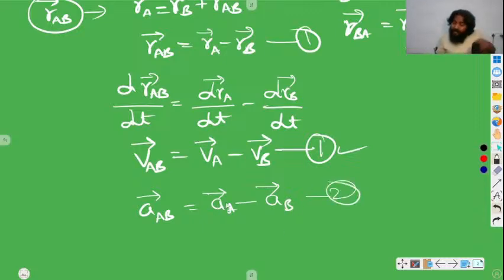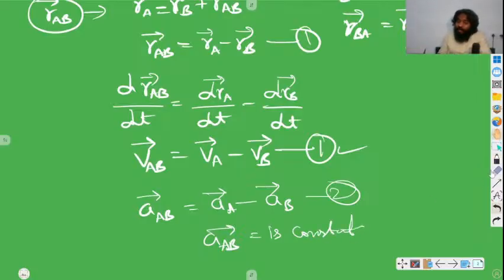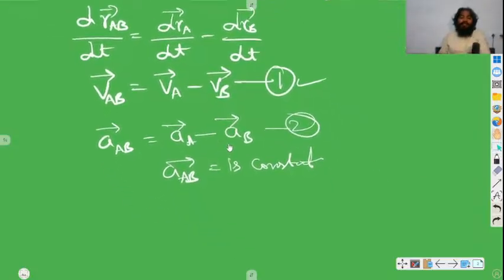And again, as I said before, if AB bar is constant, then you can use all the four equations, right?